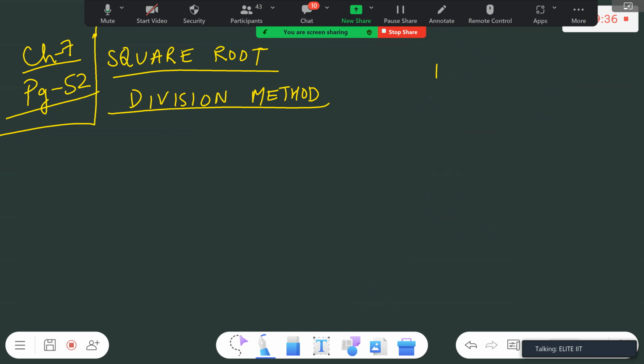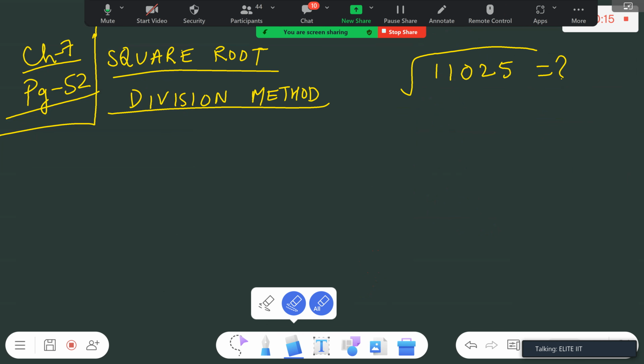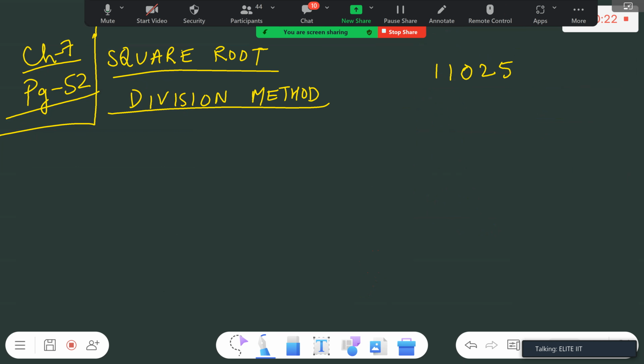Let us take another example. Find the square root of 11,025. So how to find it? Let us see, by the division method. The square root of 11,025 by the division method.